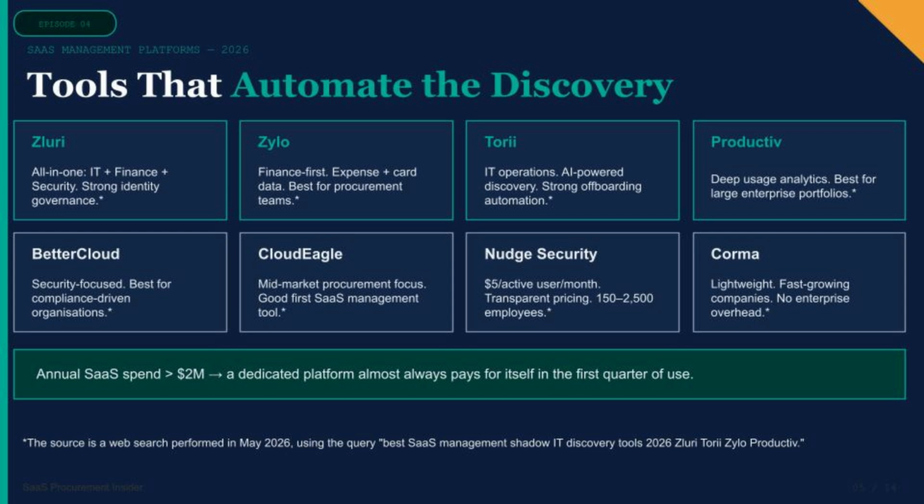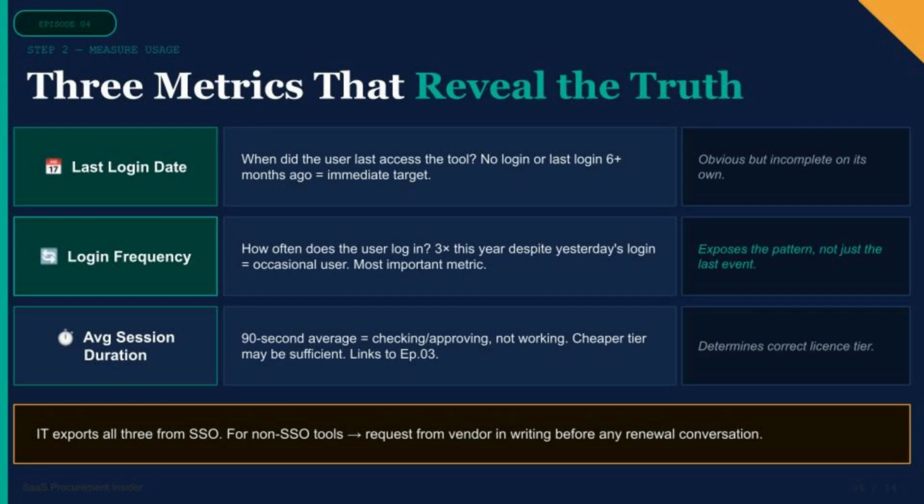Once you have your list of tools, the next question is, who is actually using them and how? For tools connected to your SSO, your IT team can export this data directly. For tools not on SSO, which is a problem we'll discuss in a moment, you need to request it from the vendor. There are 3 metrics you want for every user on every license. The first is last login date. This is the obvious one.